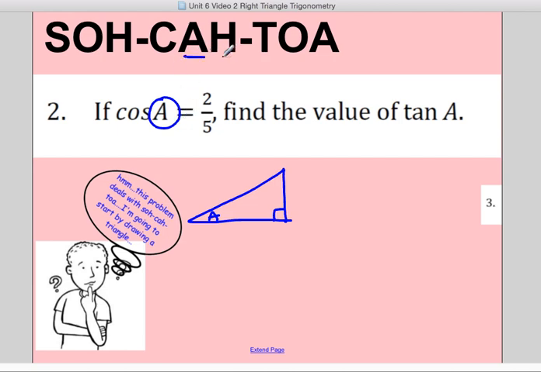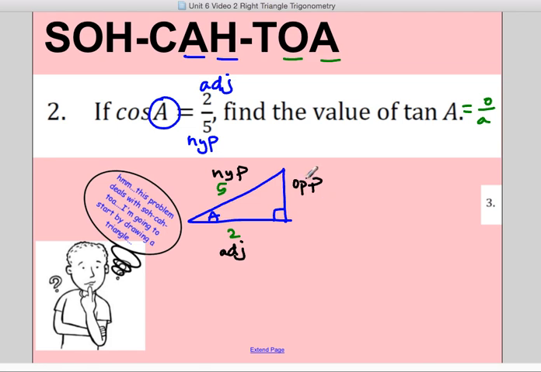Cosine now, adjacent over hypotenuse. So that means my adjacent is 2 and my hypotenuse is 5. So if I label this one across from my A as opposite, then across from my right angle is my hypotenuse, and my other one is my adjacent. Based off the information given, my adjacent side is 2 and my hypotenuse is 5. I want to find the value of tangent, which is opposite over adjacent.